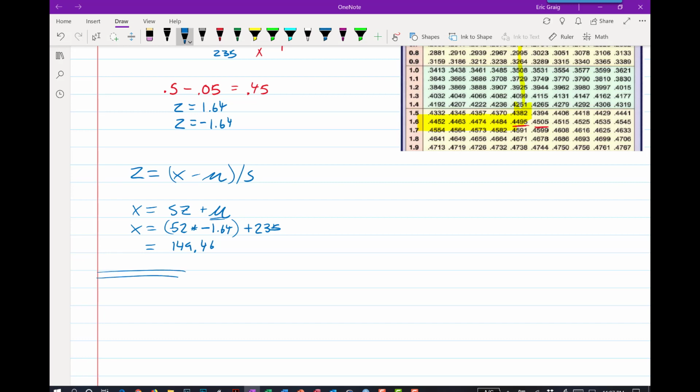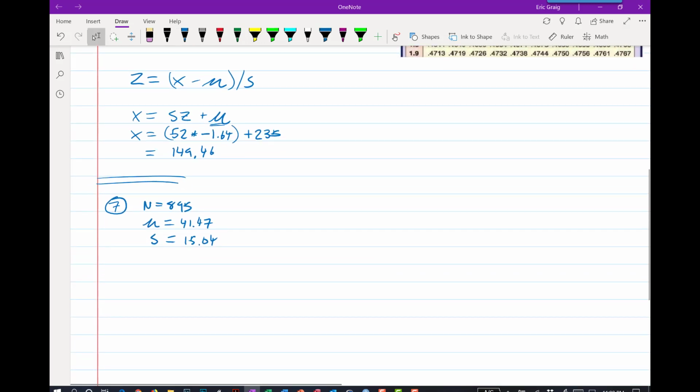All right, let's take a look at problem 7. Based on an examination of n equals 895 cases drawn from the General Social Survey, you find that the mean number of hours worked last week for this group of people was 41.47 hours, and they gave you the standard deviation of 15.4. So the problem is pretty straightforward so far. We need a z-score. Let's see what we're asked to do.